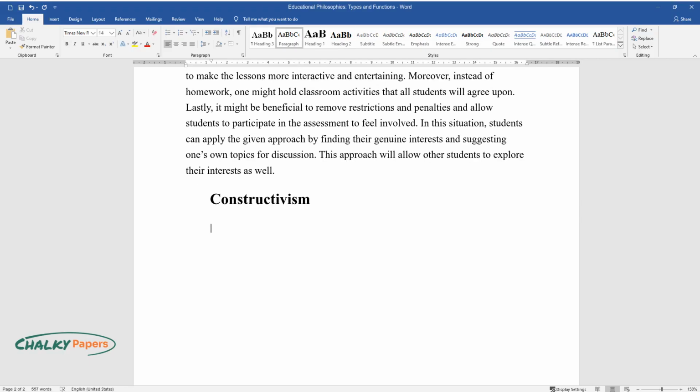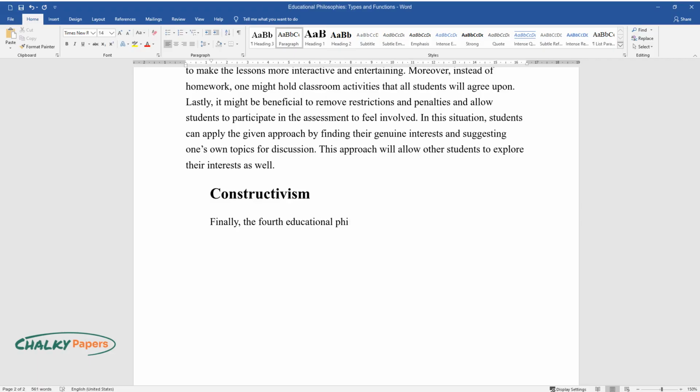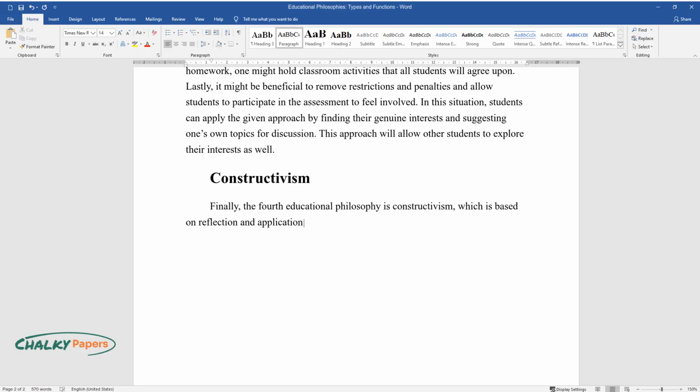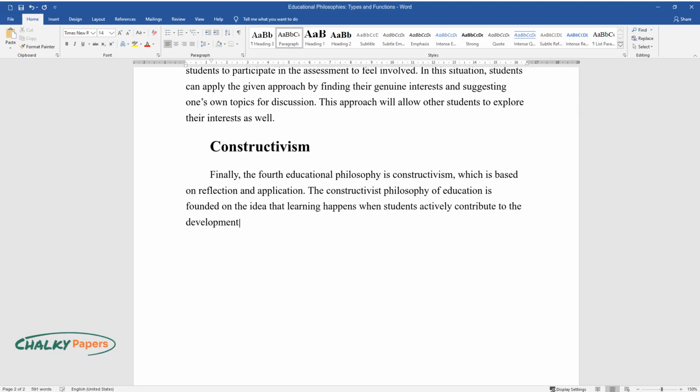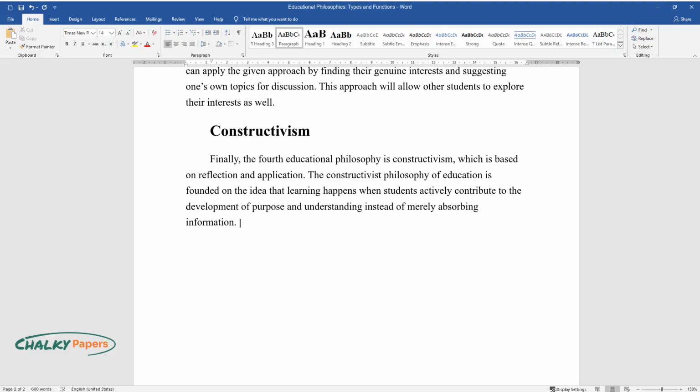Constructivism. Finally, the fourth educational philosophy is constructivism, which is based on reflection and application. The constructivist philosophy of education is founded on the idea that learning happens when students actively contribute to the development of purpose and understanding instead of merely absorbing information. In this case, the creators of purpose and understanding are learners.